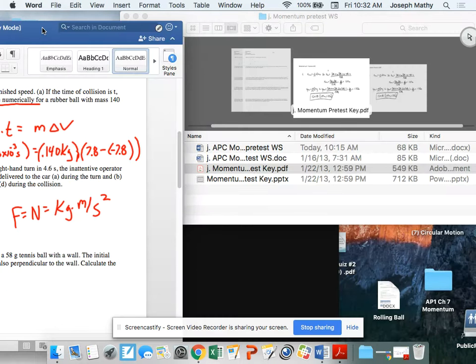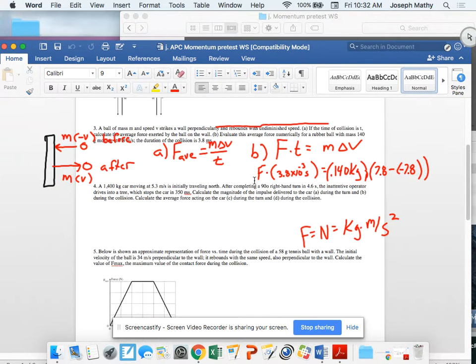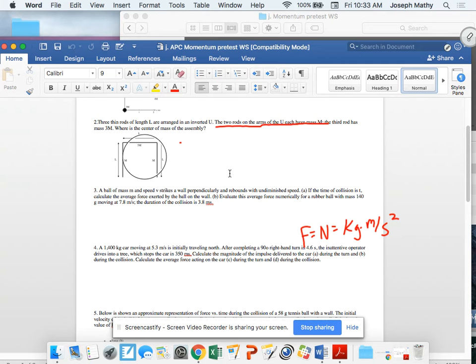So, ladies and gentlemen, I know we don't have oodles and oodles of time left, but the real problem I wanted us to focus on today is how do we solve problems like number 2? Number 2 is similar to number 3, but they don't seem to tell you very much. It says 3 thin rods of length L are arranged in an inverted U. The 2 rods on the arms of the U each have a mass M. The third rod has 3M. Where is the center of mass of the assembly? So that wants to know center of mass for X and center of mass for Y.